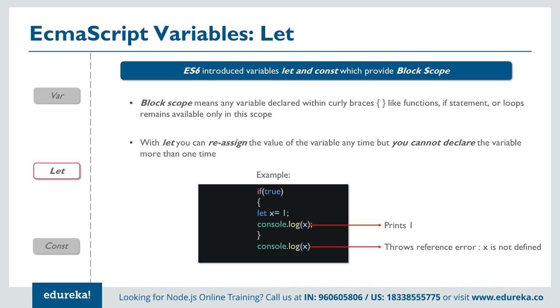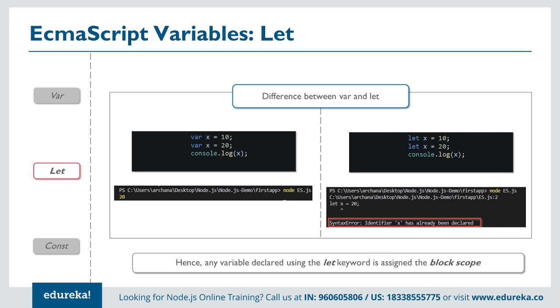As simple as that. With let, you can reassign the value of the variable anytime, but you cannot redeclare the variable more than one time. So over here, let x equal to 1, console log x. If we try to use the x again outside of this scope, we get a reference error. Difference between var and let: we say var x equal to 10, var x equal to 20. You can do it 1,000 more times, no problem.